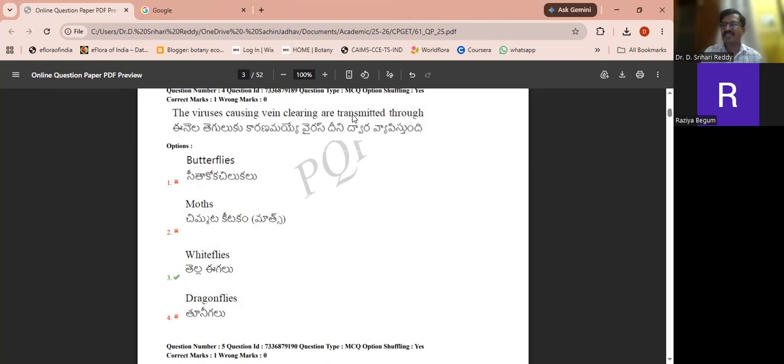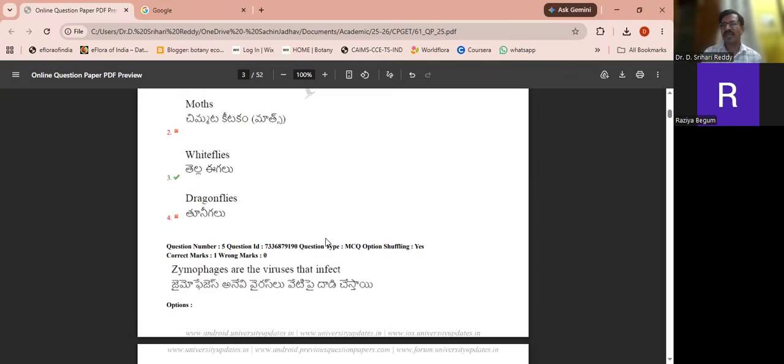Okay, these viral organisms may be transferred through the flies also, insects also. Here you see white flies. The correct answer is white flies. So this virus responsible to cause the vein clearing disease in bendi is transmitted through the white fly. It is very important.